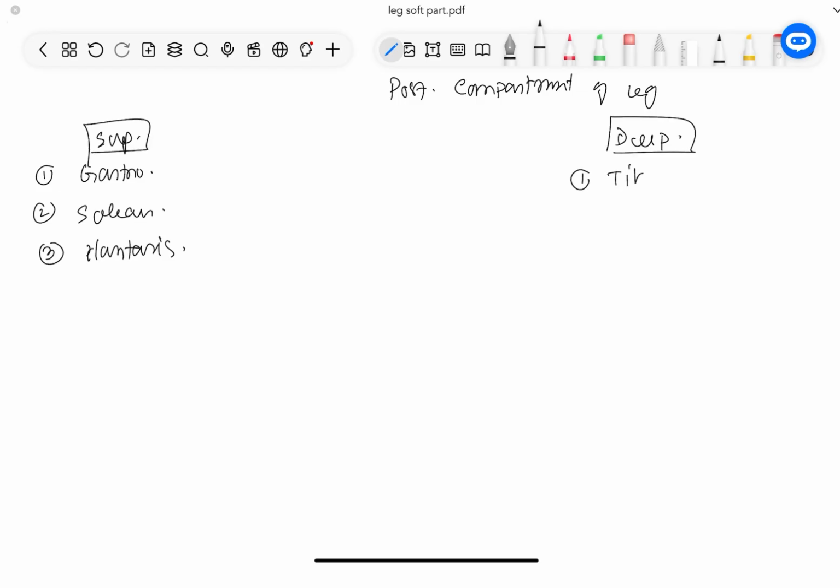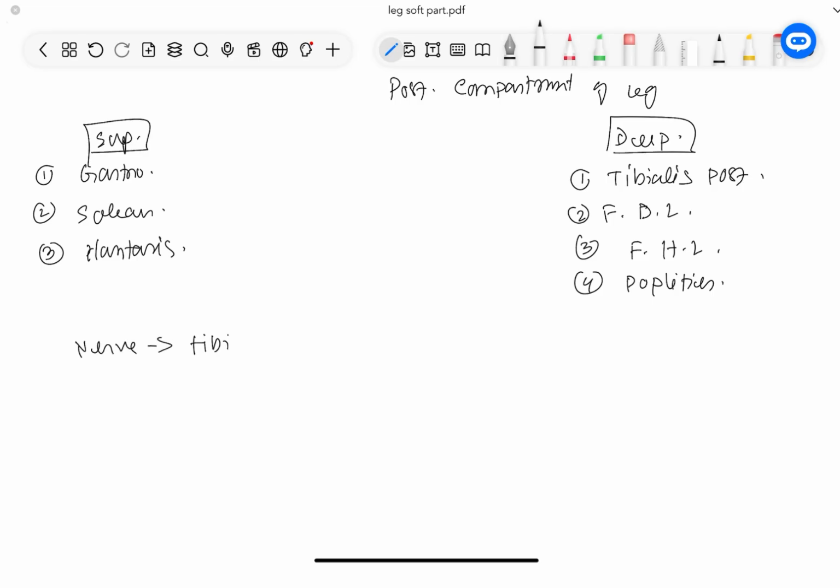Number 1, tibialis posterior. Number 2, flexor digitorum longus, I am writing in shortcut. Number 3, flexor hallucis longus, and number 4, popliteus. These are the muscles. Here muscles are supplied by the tibial nerve, which root value is, nerve supply if I am writing here, nerve supply should be tibial nerve. Its root value is S2 and S3 here.